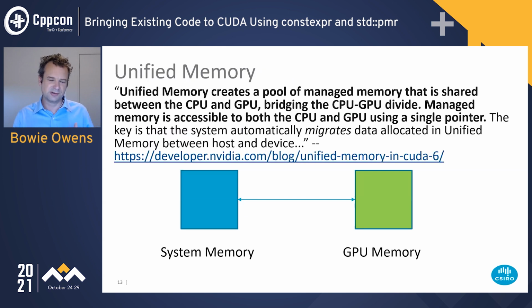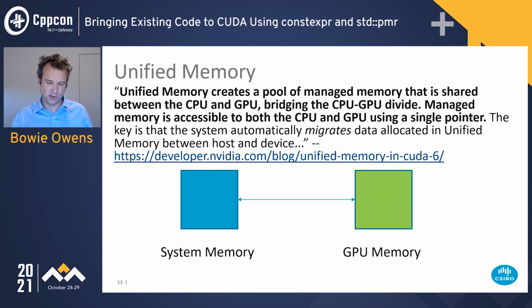Now, what is unified memory? This will help us a little with the question that we're going to address soon. Unified memory creates a pool of managed memory that can be shared between the CPU and GPU. The managed memory is accessible to both the CPU and GPU using a single pointer.